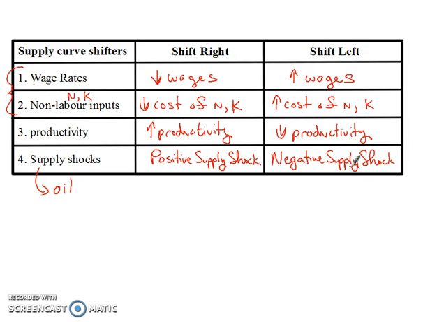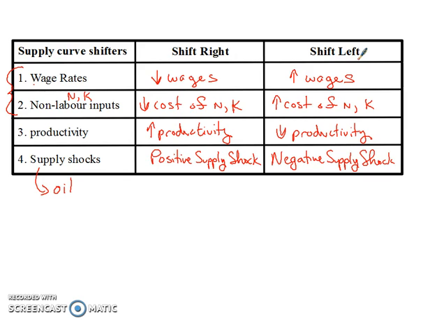This also could be, like I said, weather events, things like that. Maybe there'd be a big earthquake or tsunami or whatever. Any of those kinds of things would be a big negative supply shock and shift the short run aggregate supply curve to the left.